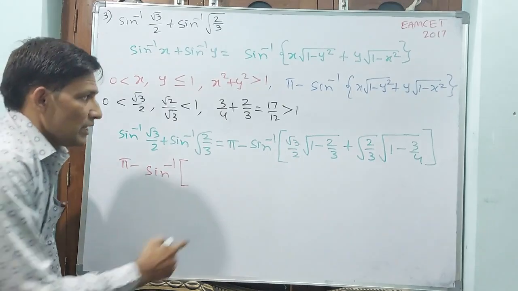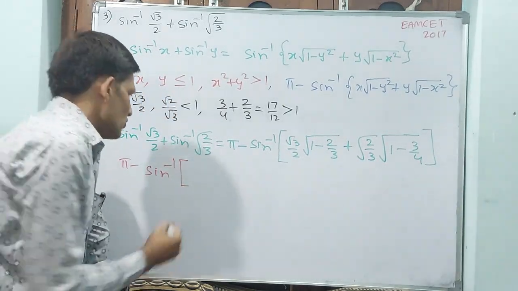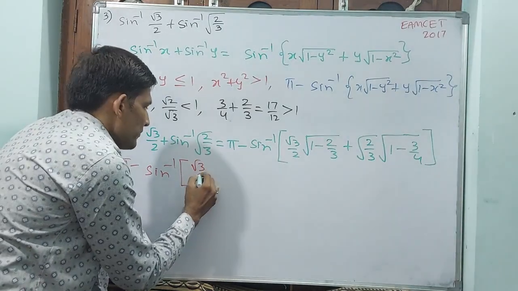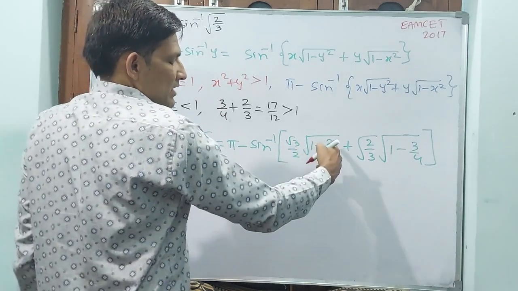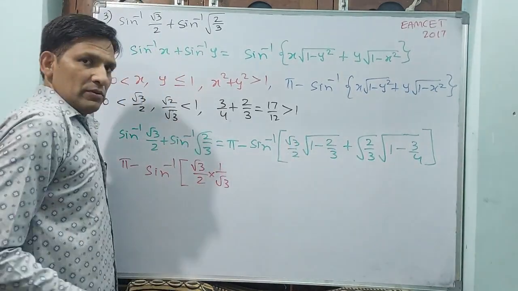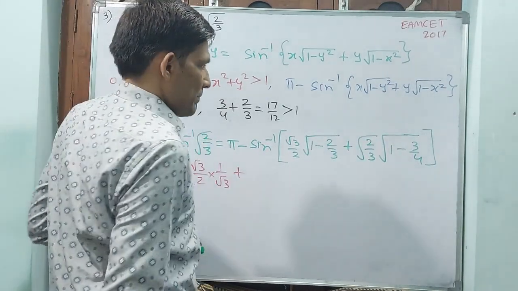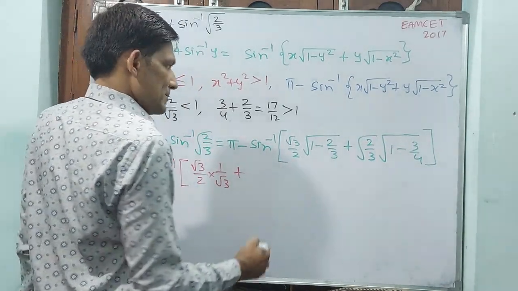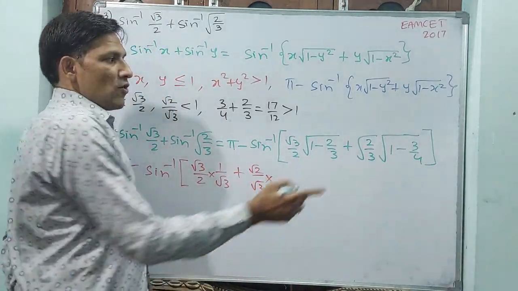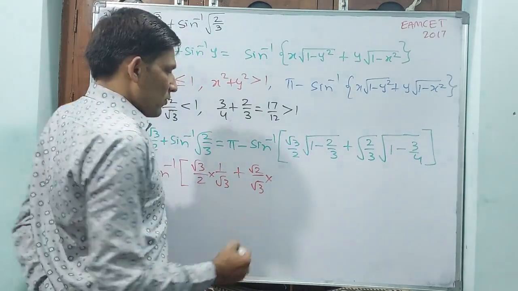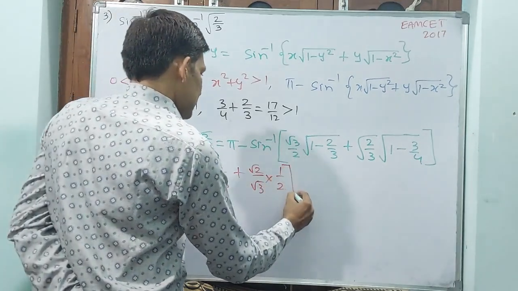okay, you see, 3 minus 2, 1 by 3, 1 by root 3. Root 3 by 2 into 1 by root 3. 3 minus 2, 1 by 3, but under root, 1 by root 3. Okay. Plus. Here also you see. Root 2 by root 3 into 4 minus 3, 1 by 4, 1 by 2. Why? Because root 4 is 2. Okay?